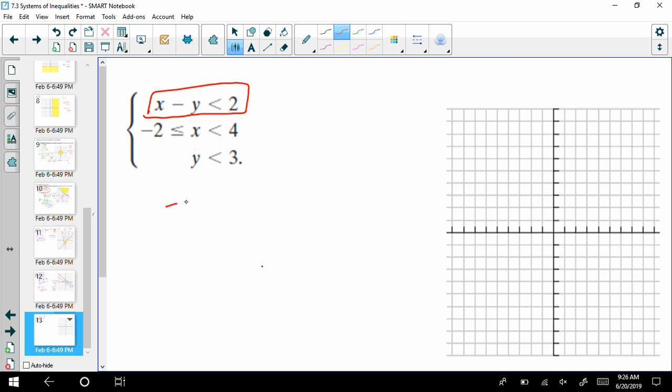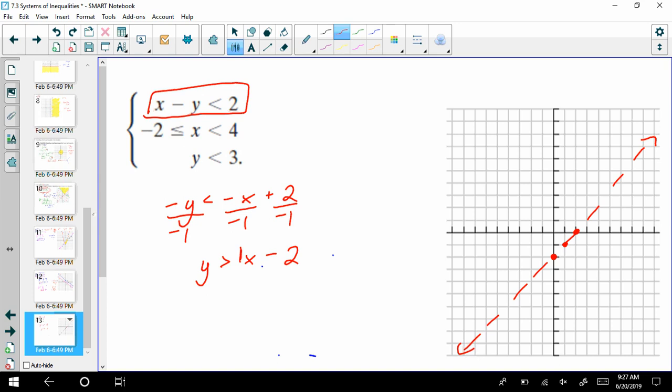So let's subtract x. And then I have to divide by a -1. Symbol's going to flip because we're dividing by a negative. So I get positive x minus 2. Let's graph that guy first. So I want to begin at my y-intercept of -2. And my slope is technically 1, so 1 over 1. Up 1 over 1, up 1 over 1. When I graph this line, will it be solid or dashed? It should be dashed because I don't have the equal to bar.